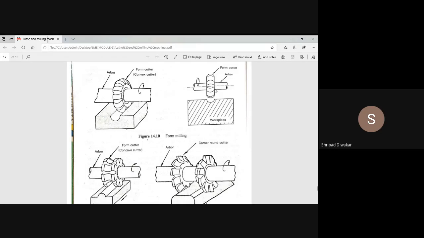Okay, when the arbor rotates, the milling cutter, that is called the form cutter, which also has multiple teeth, rotates, and the workpiece is fed. You see the direction, the workpiece is fed. This is a 3D diagram and this is a 2D diagram. So this is the workpiece and this is the arbor and this is the form cutter. It is also called a convex cutter.